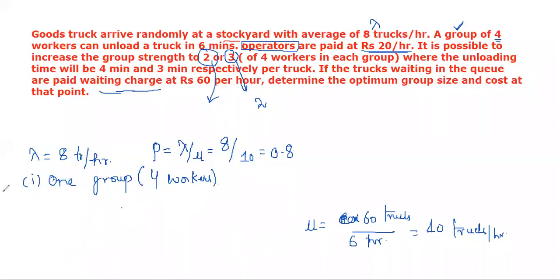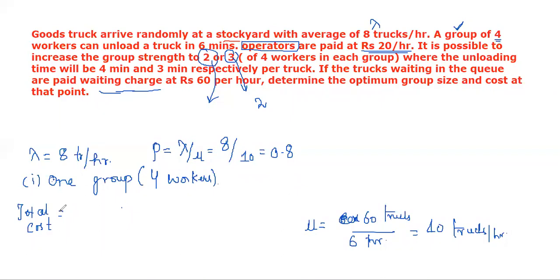What is the total cost that we have to find? See, what is the total cost? What cost will the company have to pay? There will be two costs paid by the company. One will be the salary of the workers.